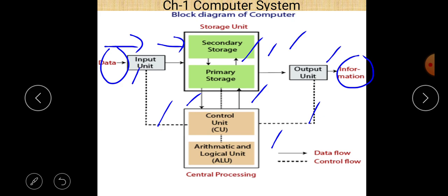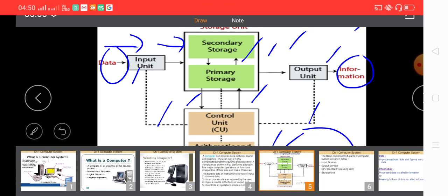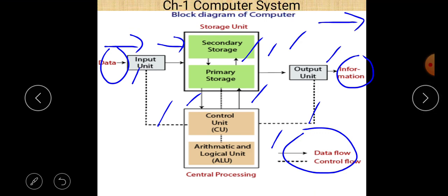Now here at the bottom you can easily see that there are descriptions of two different lines. When we talk about a simple arrow, this is the data flow. This tells the direction of the data flow, and a dotted line means control flow. So control flow signals are there. So these are the different line symbols used to represent the data flow and the control flow.